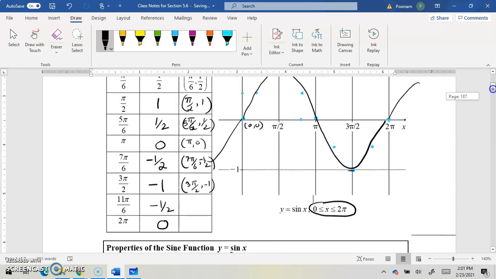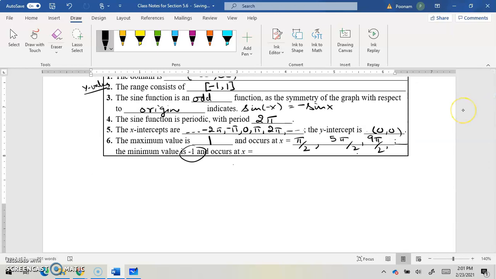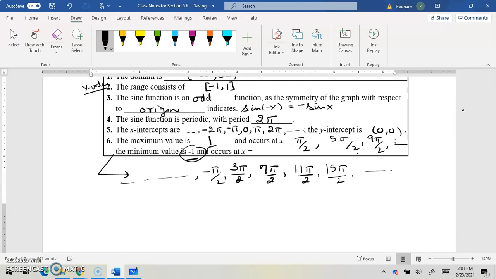Minimum occurred in this case at 3 pi by 2, but because it's periodic, you can keep on adding 2 pi to this, and that will be at 7 pi by 2, 11 pi by 2, 15 pi by 2, and so on. You can subtract 2 pi from here, and it will be the same value. So that will be negative pi by 2, and so on the left. So minimum value occurs at these particular points. Minimum value is how much? Negative 1. The maximum value is how much? 1 for the sine function.